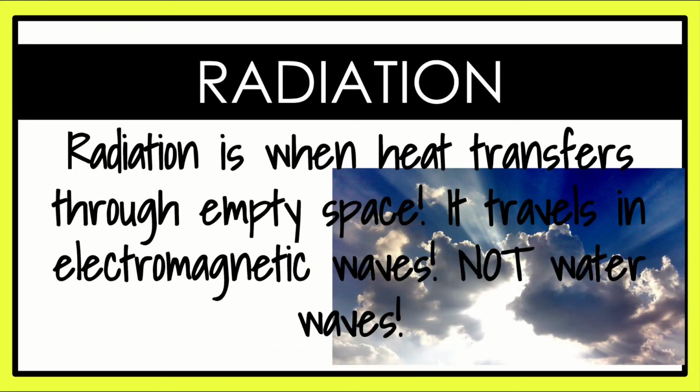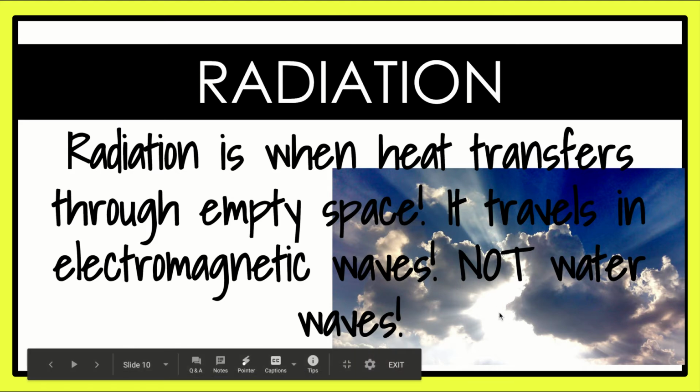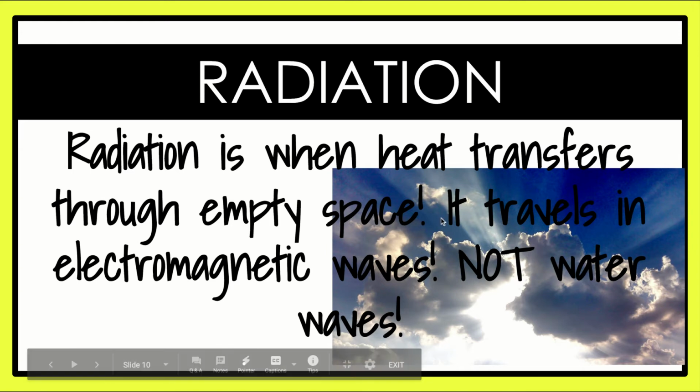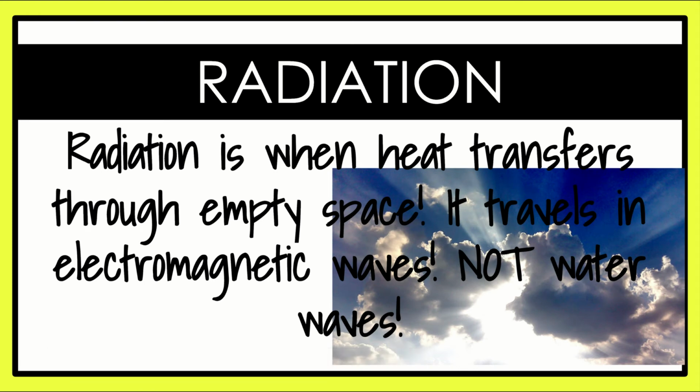Last but not least, we have radiation, and that's when heat transfers through empty space. It travels in electromagnetic waves. Okay, this is not the same as waves you would see in the ocean or in water. This is not water waves. These are waves that can travel through empty space. We see them as sun rays, as light, but you actually feel them as heat. Everything has some sort of electromagnetic waves. Like humans, we have electromagnetic radiation that comes off of us. Any object really does, but we don't have as much as the sun, obviously. The sun heats us up from 93 million miles away.